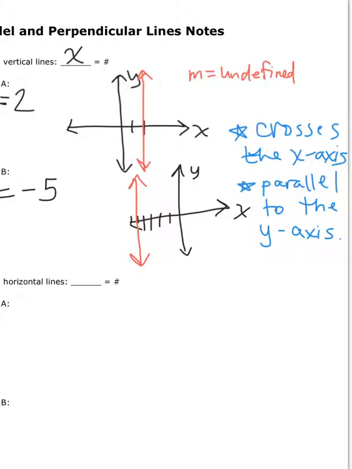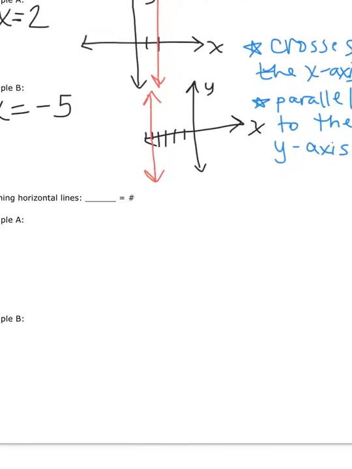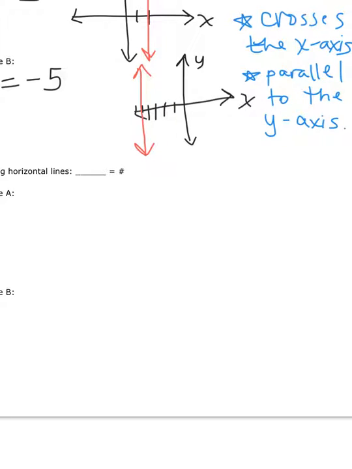All right, let's take a look at horizontal lines. Horizontal lines, the equation looks like y equals some number. So it's just a number. There's no x variable. Y is the only variable.